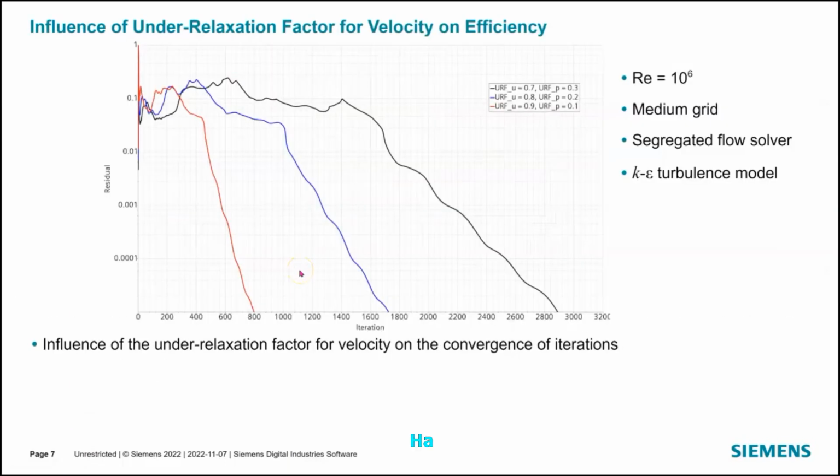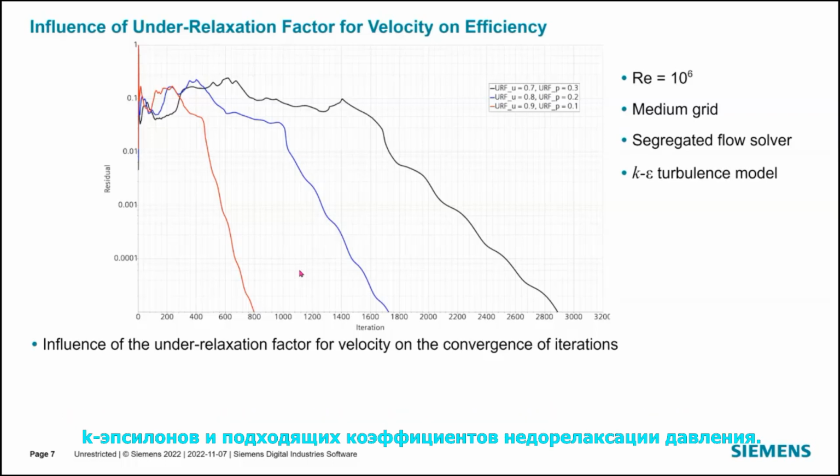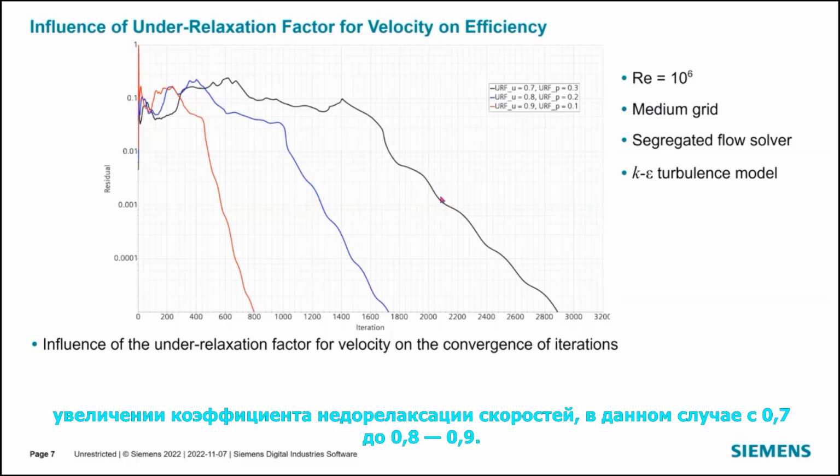This plot shows the influence of the under-relaxation factor for velocities on the convergence of iterations when computing the flow on a medium grid using the segregated flow solver, k-epsilon turbulence model, and suitable under-relaxation factors for pressure. Under-relaxation factors for k and epsilon are the same as for velocities. For a given grid, convergence is faster when the under-relaxation factor for velocities is increased, here from 0.7 to 0.8 to 0.9.